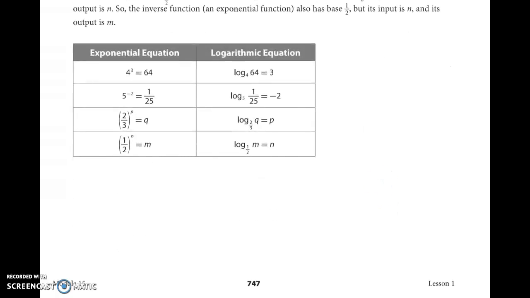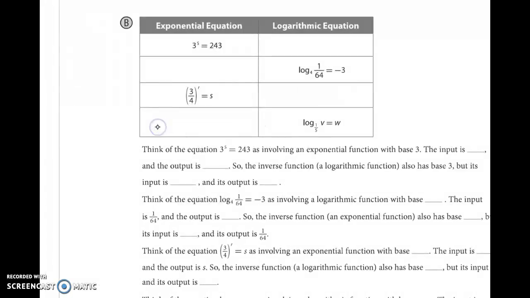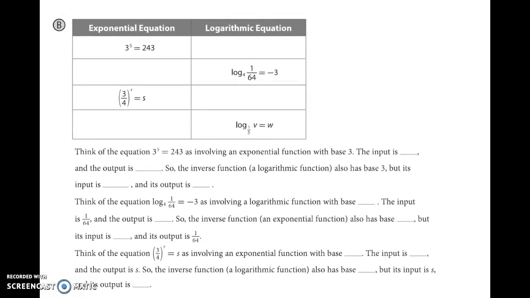And now let's see if we can do this chart here. So log base, keep the same base as your exponential equation, 3. And you're going to have 243 equals 5. Now going the other way, we're going to start with log base 4. 4 to the power of negative 3 equals 1 over 64.